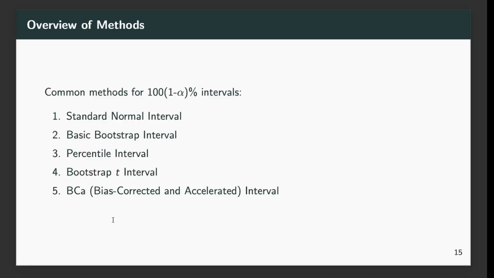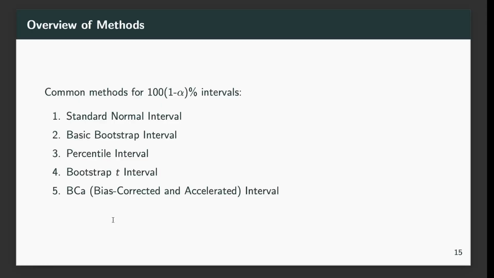The first method is the standard normal interval. I think we are all very familiar with this. This is the simplest method. We assume that the theta hat is approximately normally distributed. The second one is the basic Bootstrap interval. This method uses the quantiles of the Bootstrap distribution, which is theta hat star minus theta hat, to construct the interval. Number 3 is the percentile interval. This method uses the quantiles of the Bootstrap distribution of theta hat star.